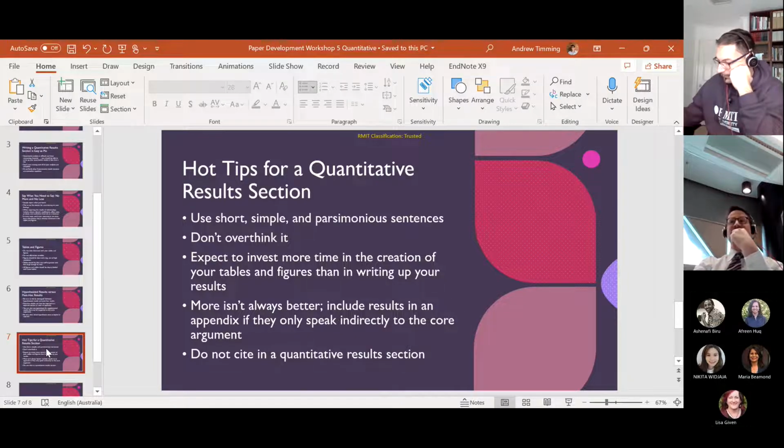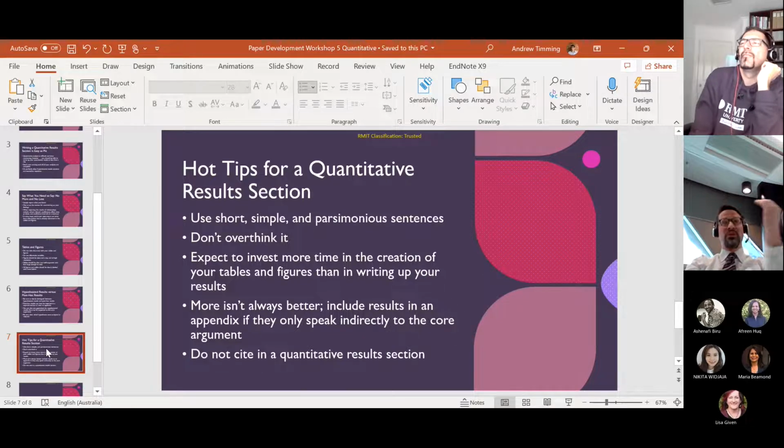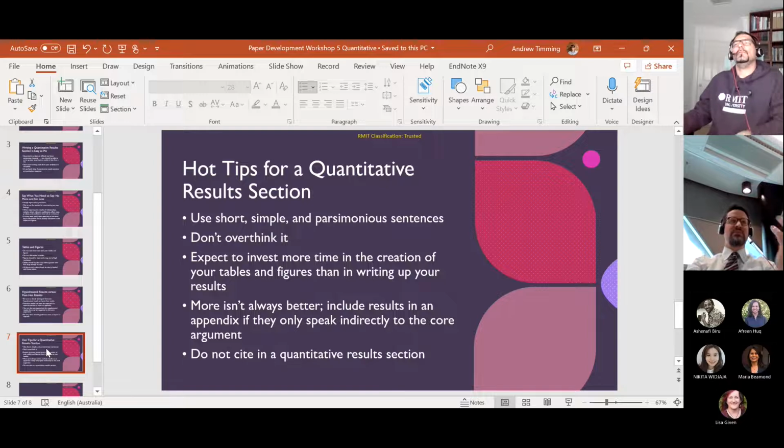So don't take any shortcuts when it comes to putting together your tables and figures, because at least in my experience as a reviewer and an editor, the first thing I do before I even read a results section is I go straight to the tables and see what the findings are myself. And that's the sort of first impression that you'll make in putting time and effort into those table creations.